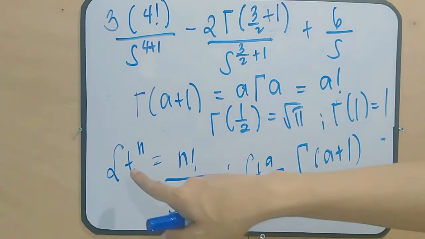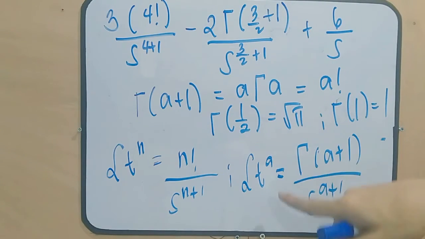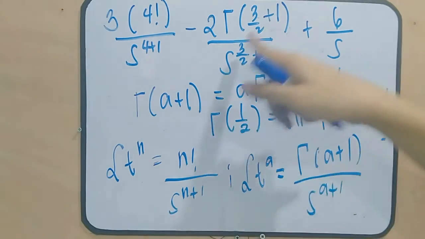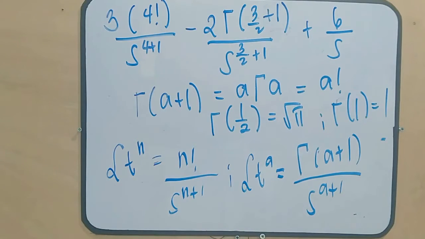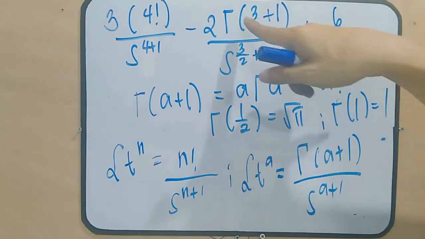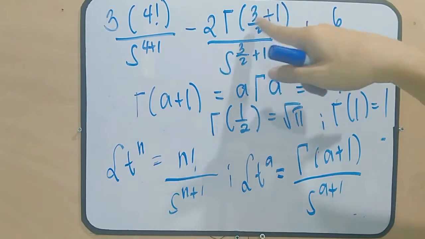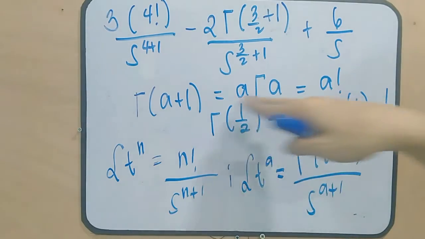Pero guys, you can also use this if your exponent is a whole number. Okay? But you cannot use this if your exponent is a fraction. So ito guys, applicable din to in a whole number. So this is more on in general. In general siya guys in terms of your exponent. Now, let's find the equivalent of this gamma 3 halves plus 1 using these properties.